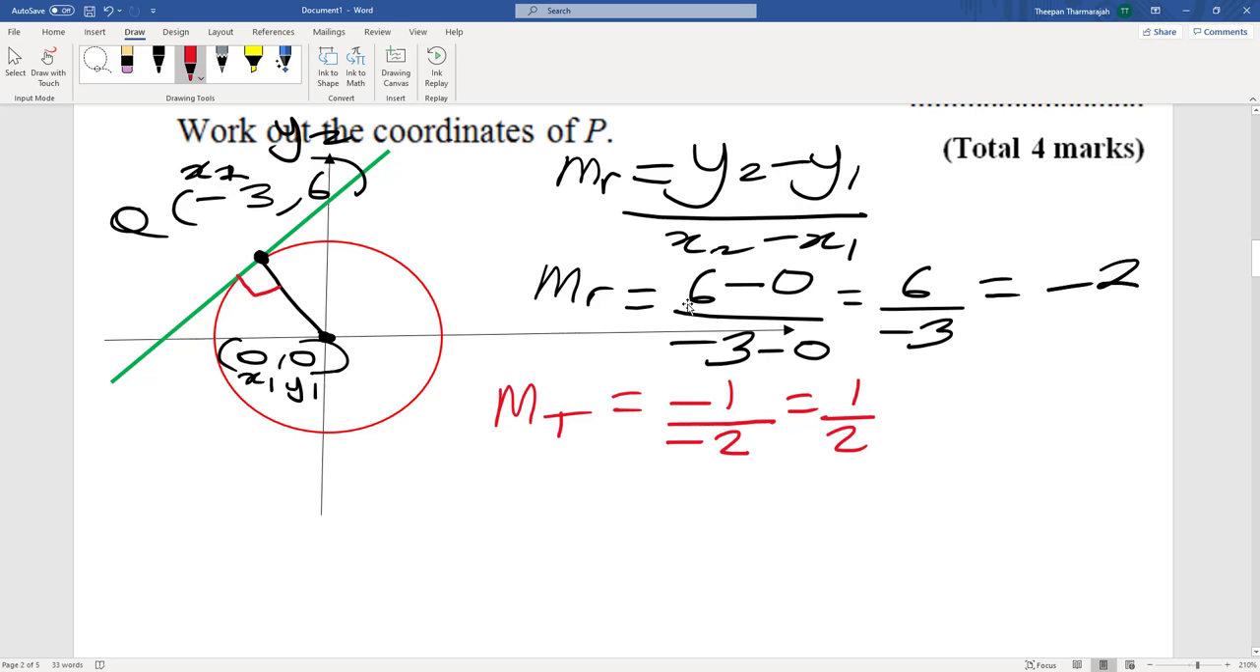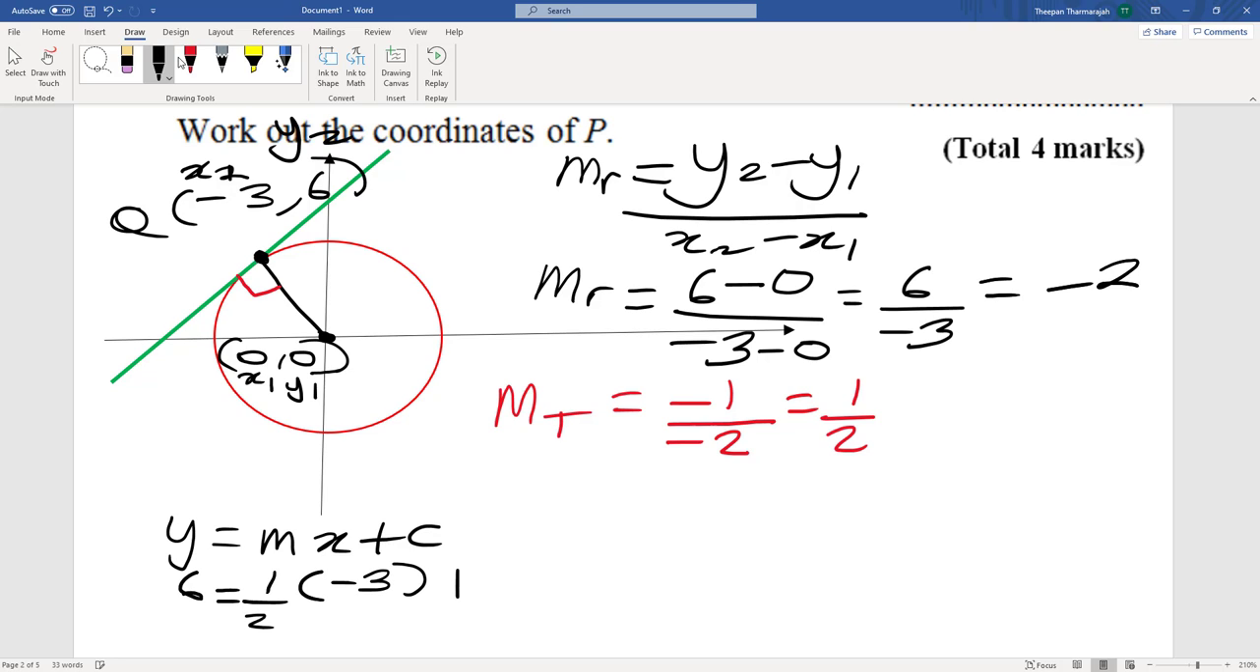So we can then say, right, let's use y equals mx plus c. So y equals mx plus c is the equation of a straight line. Now, we know that the tangent line passes through minus 3 and 6. So we can say that y is 6, m we've worked out is a half, times the value of x, which is minus 3, plus c. In these problems, we always want to work out c. So it's going to be 6 equals minus 3 over 2 plus c.